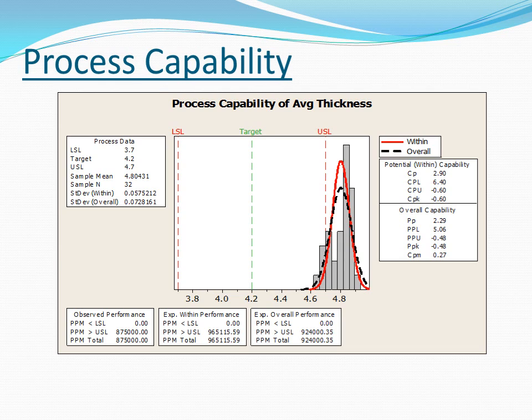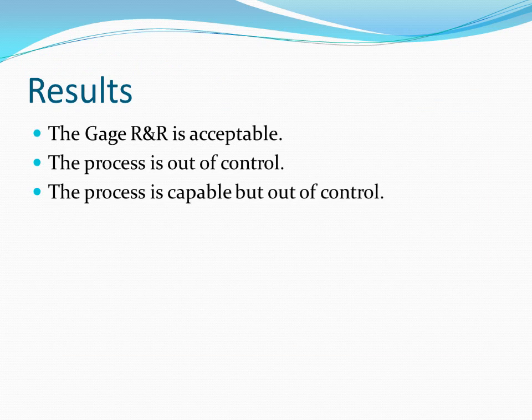Coming to Cp, it's 2.90, which is greater than 1.33, and it is acceptable. The Cpk is minus 0.60, whereas the target is 4.2. We fixed the target as 4.2, which is 80% of the mean, and then we found that the Cpm is 0.27, which deviates from Cp, because the target and the achieved value are not equal. That is the main reason.